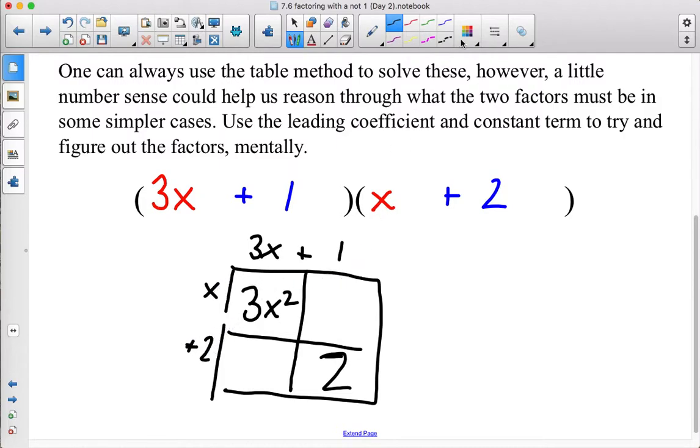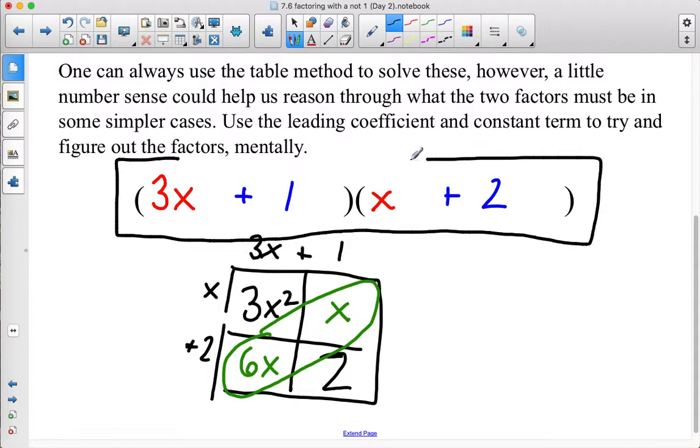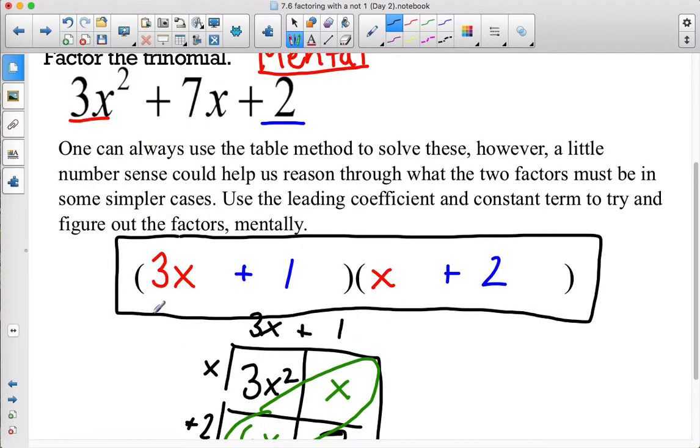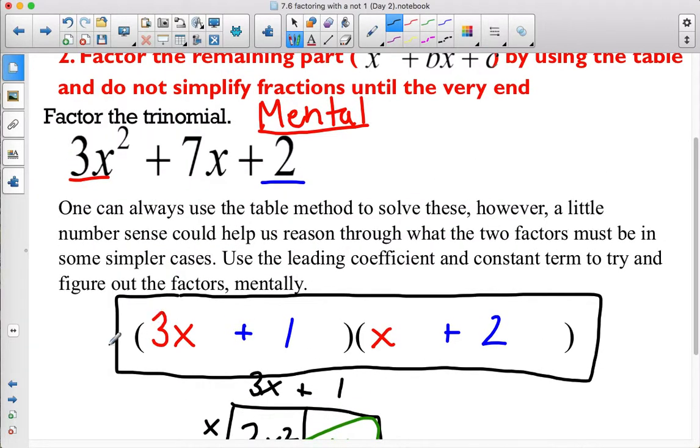Now x times 1 is going to be x. 3x times 2 is 6x. And if I notice here, now I've got the correct amount of x's. I have 7x. So the correct factoring would be 3x plus 1 and x plus 2. That's a mental way that you can go through this process. It's much quicker when you get faster at it. The problem is a lot of that mental game, well, because it's a mental game, is done in your head.